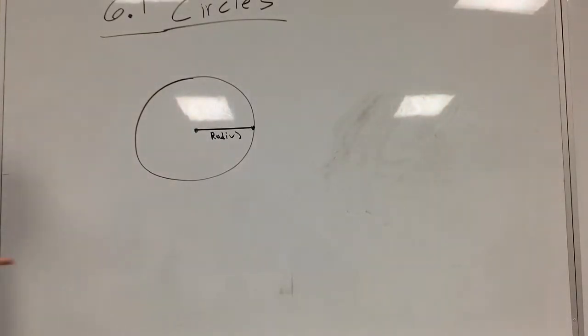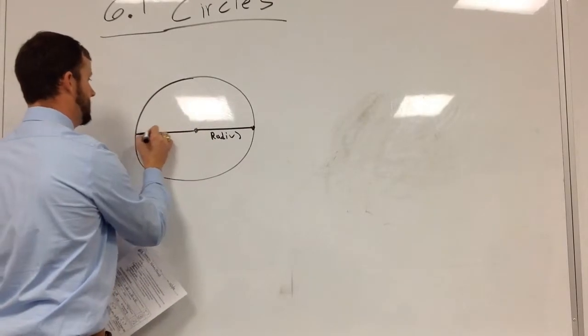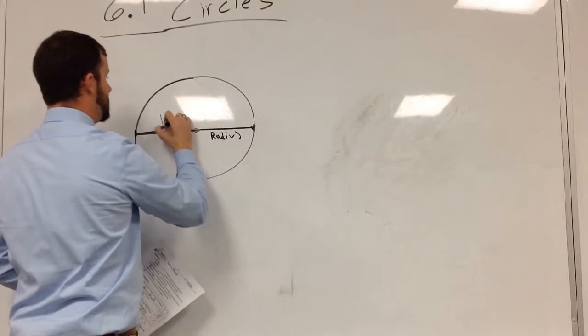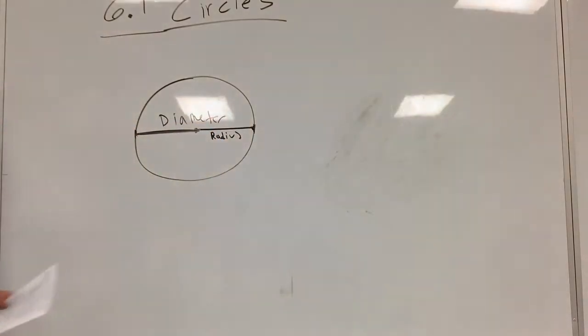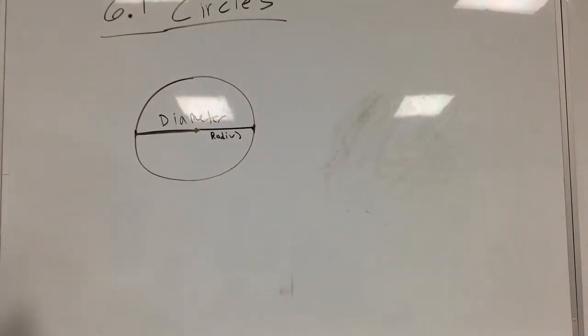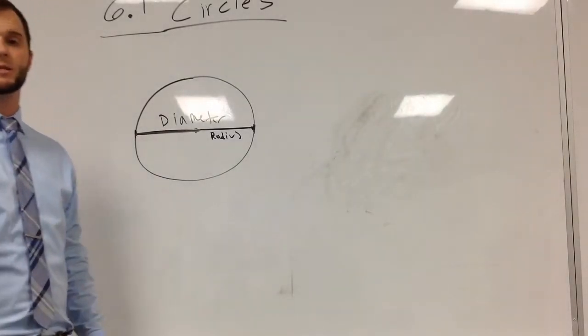The diameter is going to be all the way across. So all the way across from here all the way to here is going to be known as your diameter. All the way across is your diameter. So half of that is going to be your radius. Okay? Central angle is any angle of the circle that includes the center.